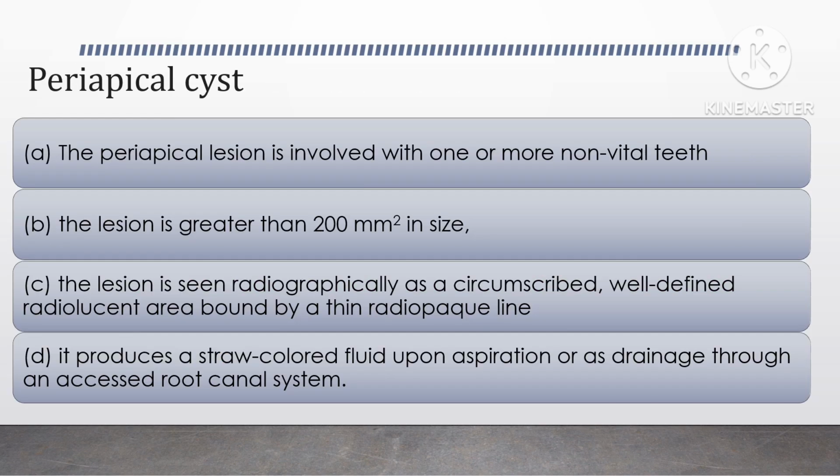Though the definitive diagnosis of a cyst can only be made by histological examination, initially the clinical diagnosis of periapical cyst can be made on the basis of if the periapical lesion is involved with one or more non-vital teeth, the lesion is greater than 200 millimeter square in size. The lesion is seen radiographically as a circumscribed, well-defined radiolucent area bound by a thin radiopaque line, and it produces a straw-colored fluid upon aspiration or as a drainage through an accessed root canal system.